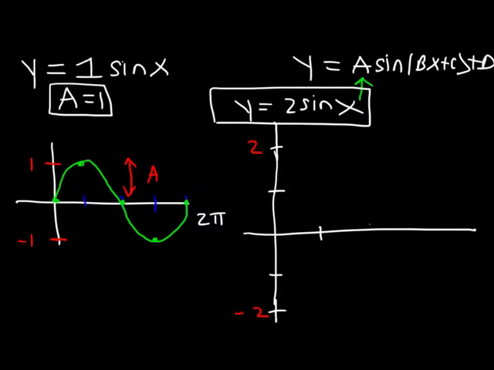Now let's plot one period. So this is going to be 2 pi. So once again, sine is going to start at the middle, then it's going to go up, back to the middle, and then down, and then back to the middle. So it's going to look like that. And so the amplitude tells you how much it's going to stretch or compress vertically.